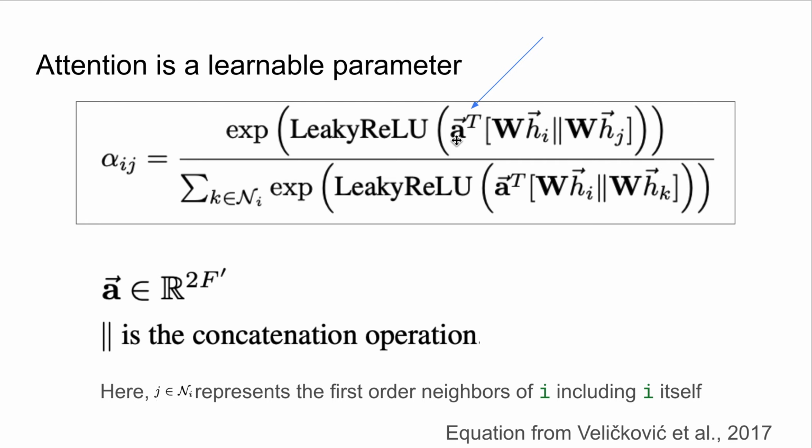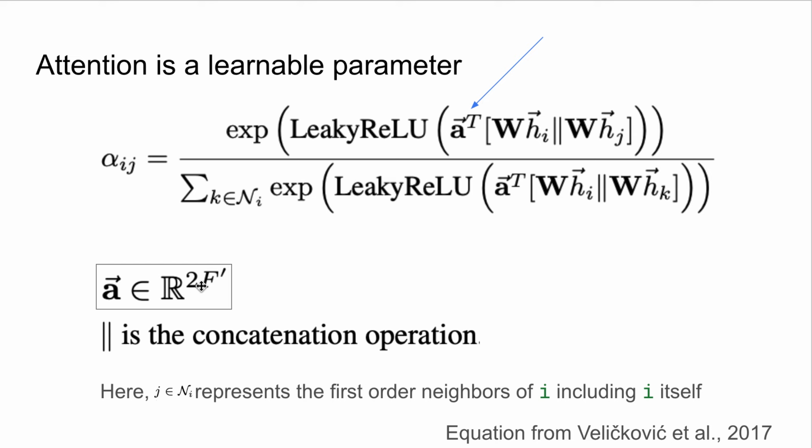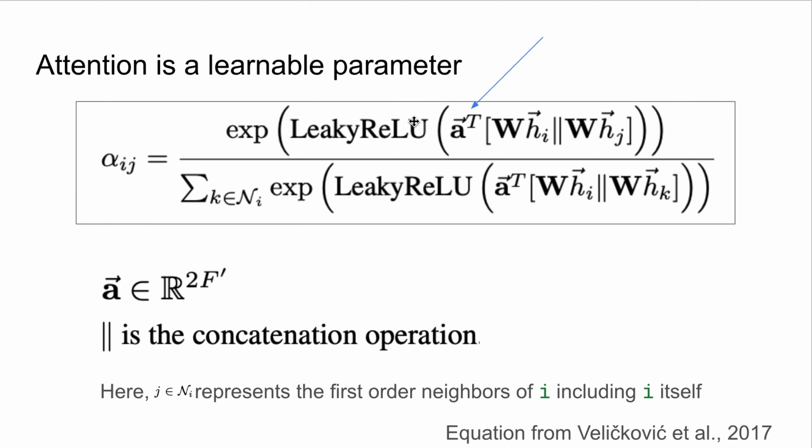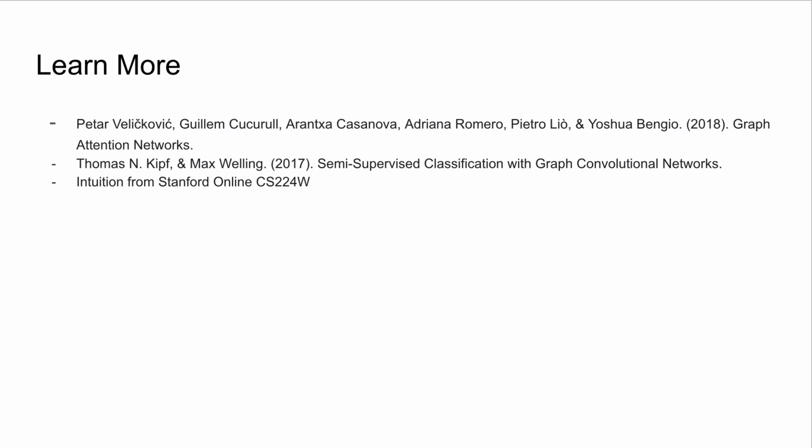And note that since it's concatenated, A has to be twice the size of the node embedding dimension. Take a leaky ReLU of the dot product and normalize it with a softmax by going over its neighbors. And this calculates the attention that should be placed on each edge such that everything adds up to 1 in a sense. And with that, congrats. Hopefully you now have a good intuition of what graph convolutional networks are and graph attention networks.